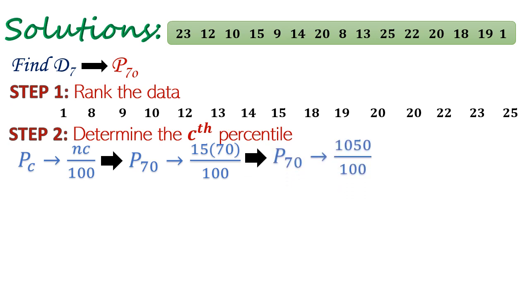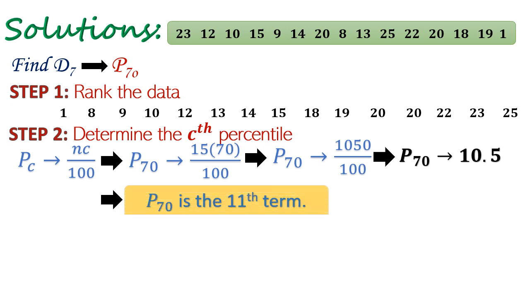Now 15 times 70 is 1050 divided by 100. We would have 10.5. And here in our step number 2, what are we supposed to follow? Is it rule number 1 or rule number 2? As you can see, P of 70 is 10.5, wherein it is not an integer. Based on our rule, if it is not an integer, then we should move to the next higher integer. So what's next to 10.5? The next higher integer to 10.5 would be the 11th term.